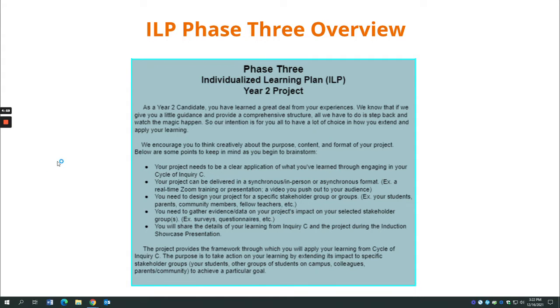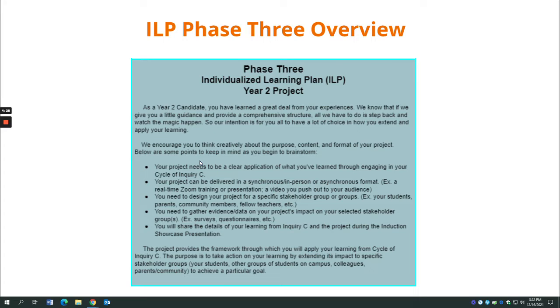Hello, Year 2 candidates. The focus of your ILP Phase 3 this year will be a project. This project will extend and apply your learning from your Cycle of Inquiry C, which you completed during the ILP Phase 2 period. This project can be delivered either in a synchronous or an asynchronous format. And this project also needs to be designed for a very particular stakeholder group.